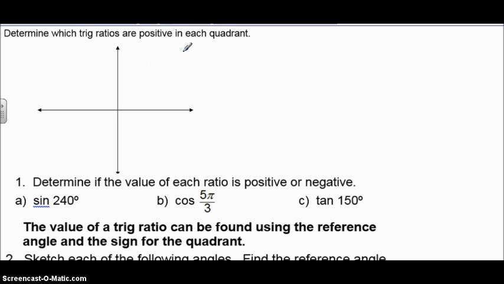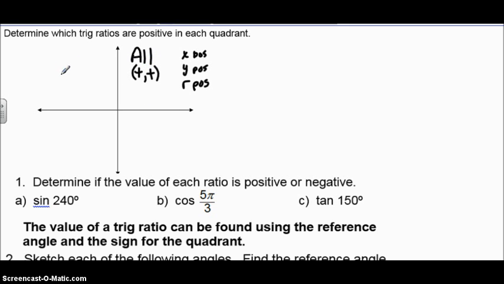So we know that each trig ratio is based on an x, a y value, or an r value. Okay, so it's x and y together, or x with r, y with r. So we know in the first quadrant, all of our x's are positive, all of our y's are positive, and we know that r is always positive. So since that's true, then any of our ratios would have to be positive. So in the first quadrant, all are positive.